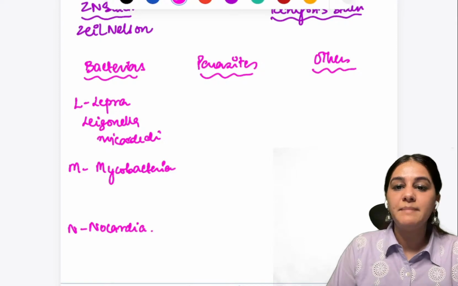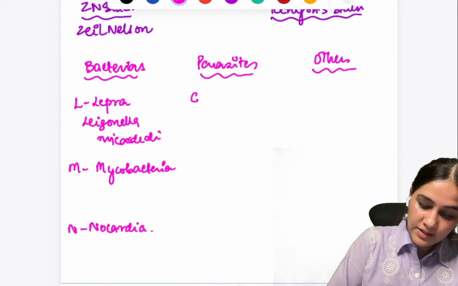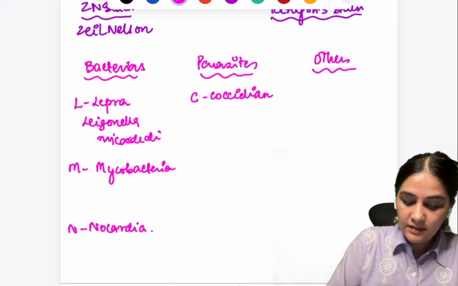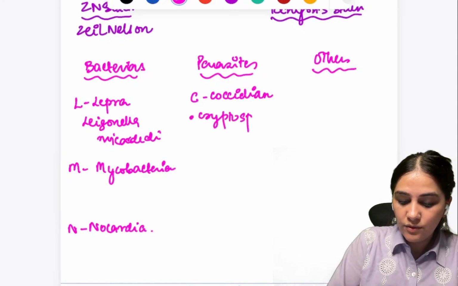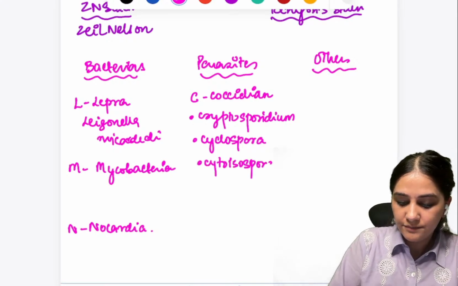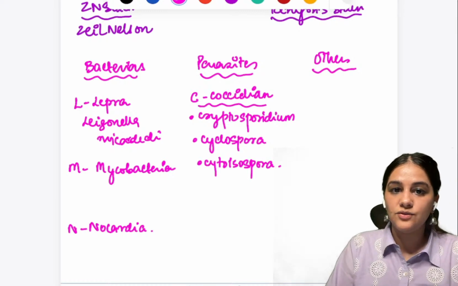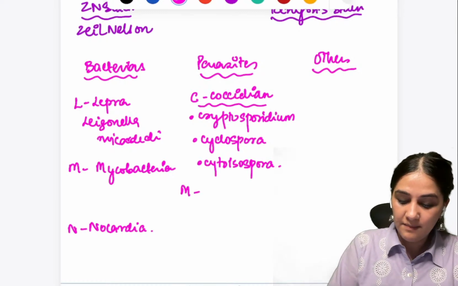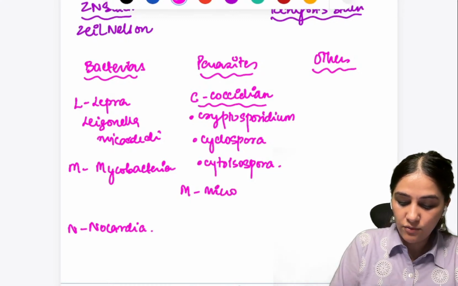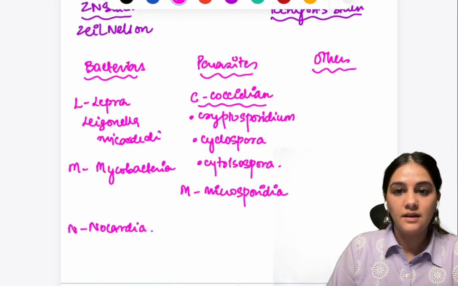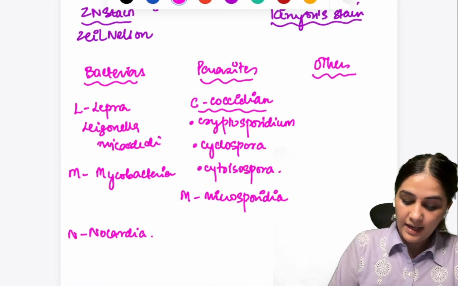Now let's come to the parasites. Parasites, we are going to remember it as CME. So what is the C? C are the coccidian parasites. So which ones are the coccidian parasites? They are Cryptosporidium, Cyclospora, and Cystoisospora. Right? So these are the C. Then you're going to remember M, which is for Microsporidia. So Microsporidia is also a parasite. It comes under acid fast organisms, right? And then you have E.